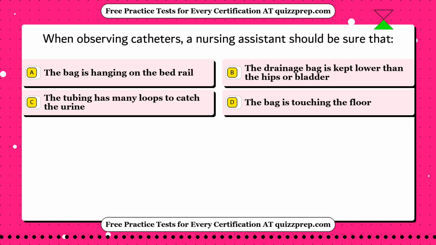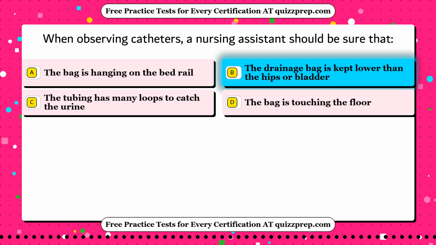Question 22. When observing catheters, a nursing assistant should be sure that: Option A, the bag is hanging on the bed rail. Option B, the drainage bag is kept lower than the hips or bladder. Option C, the tubing has many loops to catch the urine. Option D, the bag is touching the floor.